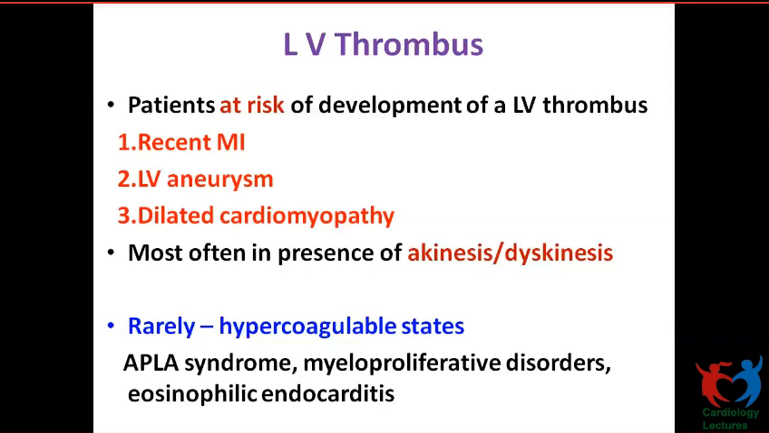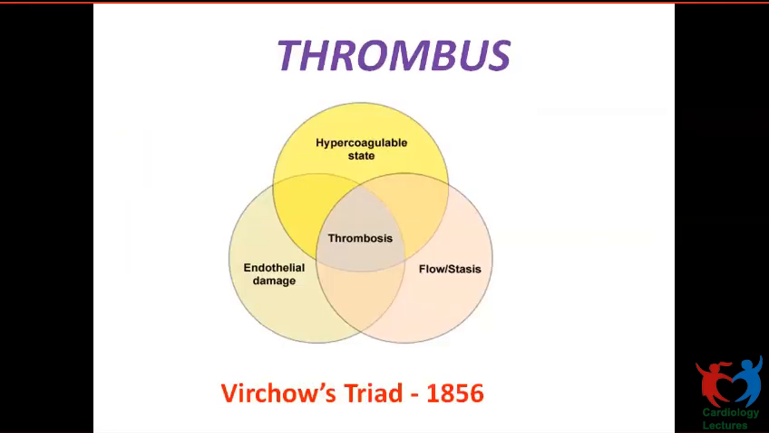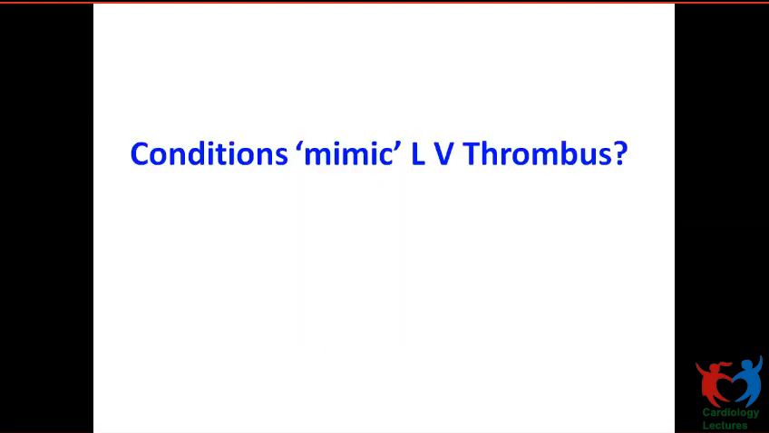So, which are the patients who are at risk for LV thrombus? Recent MI with aneurysm, dilated cardiomyopathy, and rarely hypercoagulable states like APLA syndrome and eosinophilic endocarditis. Very classically seen in eosinophilic endocarditis. So remember Virchow's triad, which was described in 1856: endothelial damage, stasis, hypercoagulable state. We'll come to it later also.